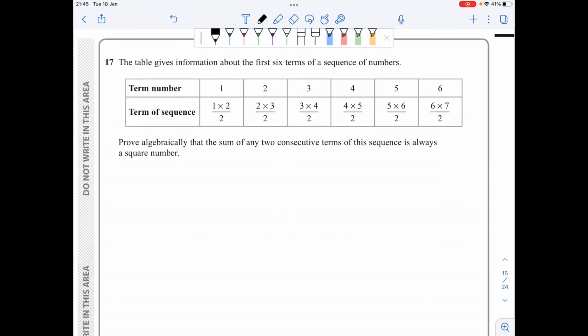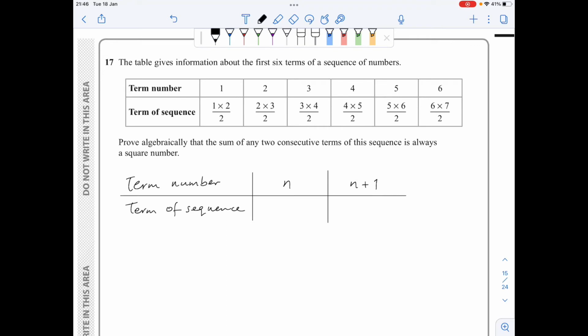For question 17, note that any term in the sequence is equal to the term number times the next one over 2. For example, these numbers are equal, and then the next number is always one more than the term number. So I'm going to extend my table all the way to the term number n and n plus 1.